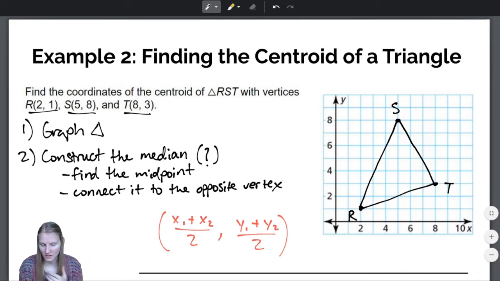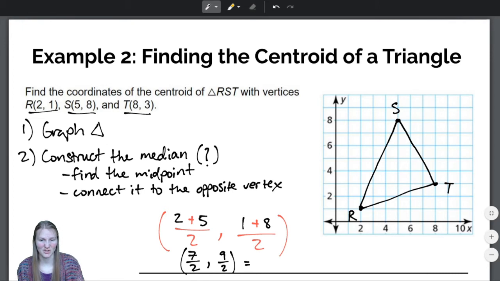So the first way is we'll make two medians. So let's take R and S. So we have 2 and 5. And the y-coordinates are 1 and 8, and we get that the midpoint is at, let's see, 2 plus 5 is 7 over 2, 1 plus 8 is 9 over 2. So yeah, this is not super pretty, but that's okay. 7 divided by 2 is 3.5, and 9 divided by 2 is 4.5.